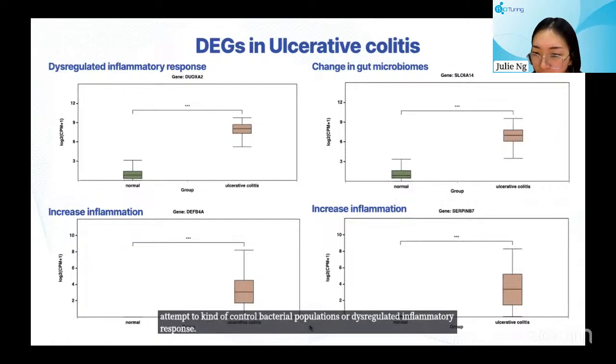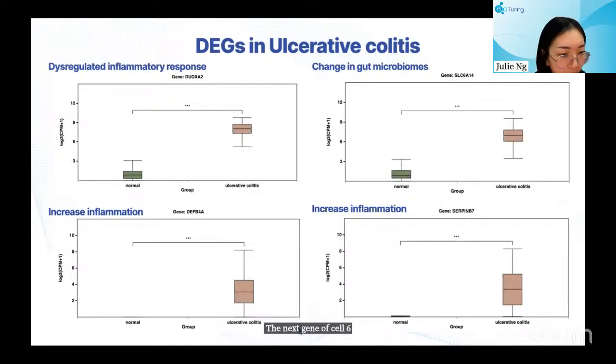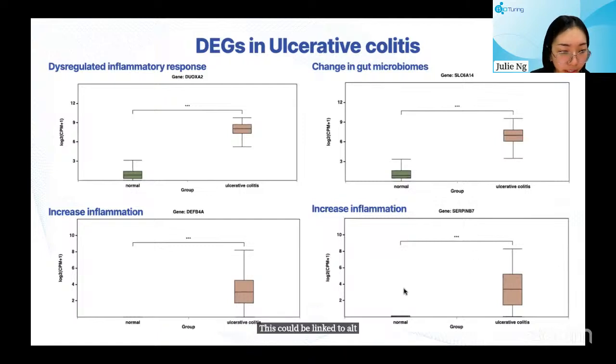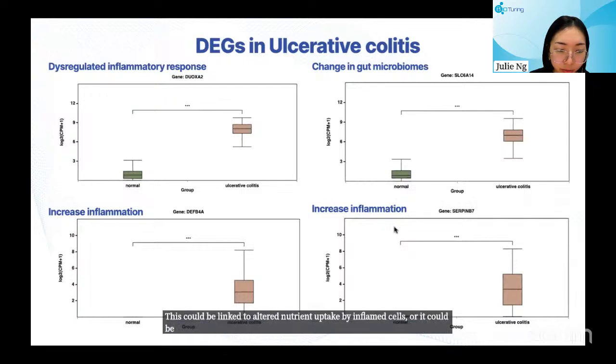The next gene, SLC6A14, is a broad spectrum amino acid transporter. We observe significant upregulation of this, and this could be linked to altered nutrient uptake by inflamed cells, or it could be changes in the gut microbiome that influence the amino acid availability.